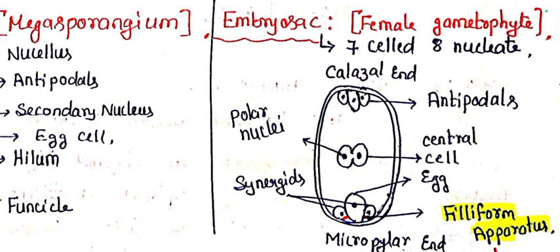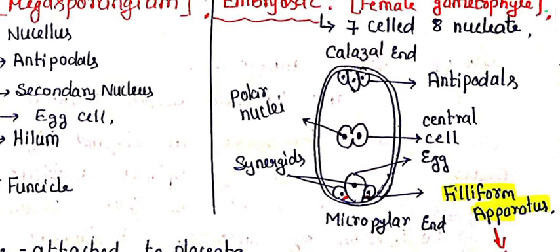Now here you can see the embryo sac, female gametophyte structure. It has 7 cells and 8 nuclei. Which are the 7 cells? 3 antipodals, 3 egg apparatus and 1 central cell. And central cell has 2 haploid nuclei, that's why it is 8 nucleate.